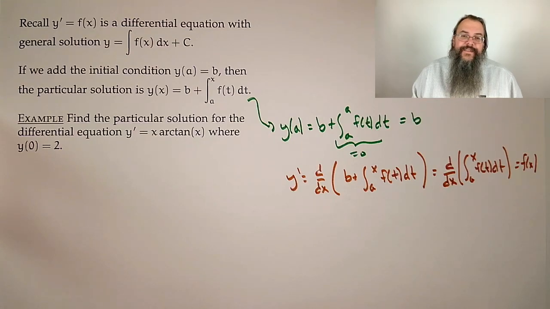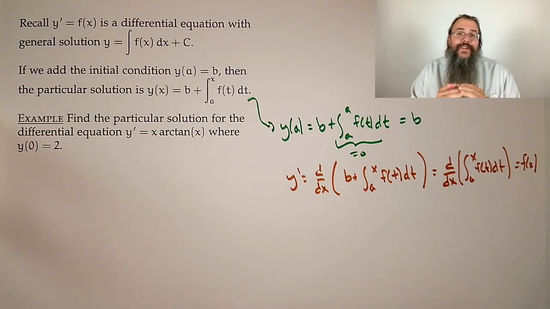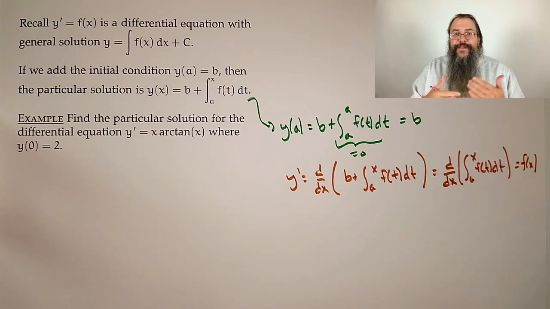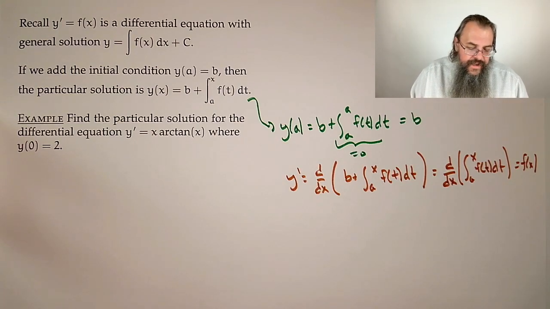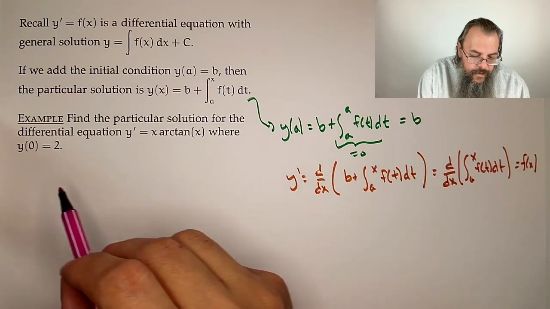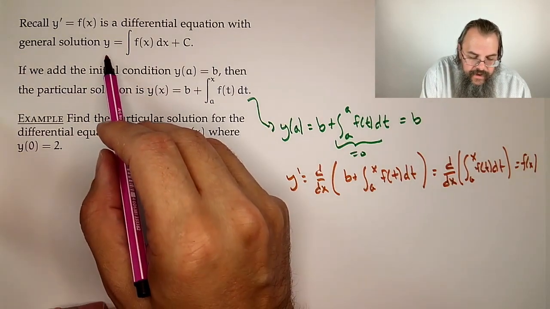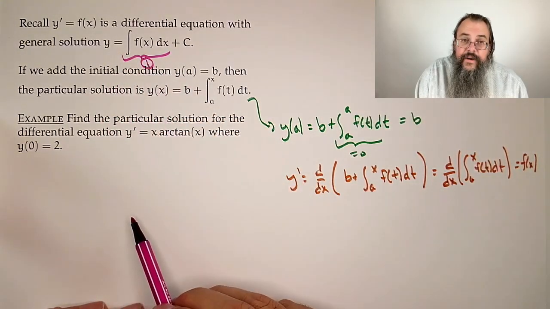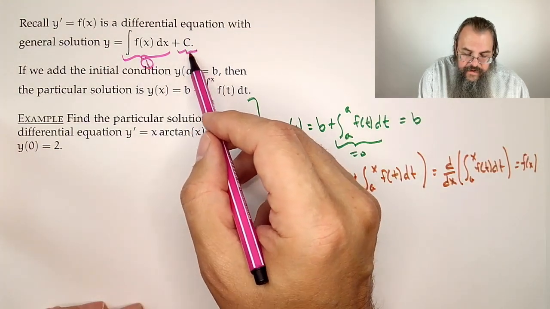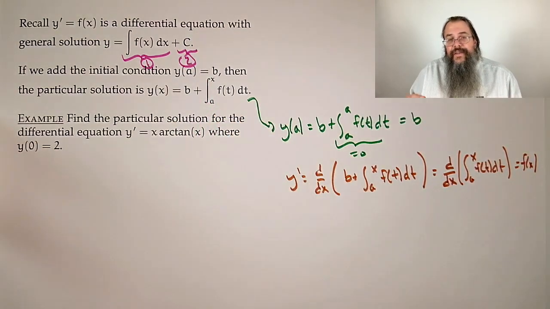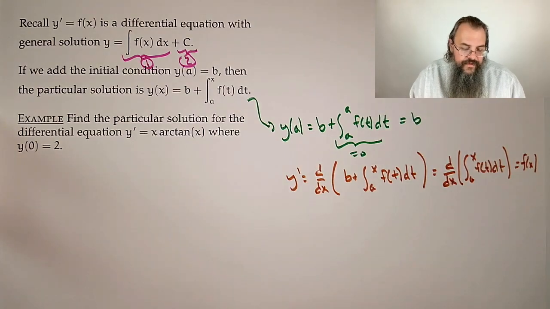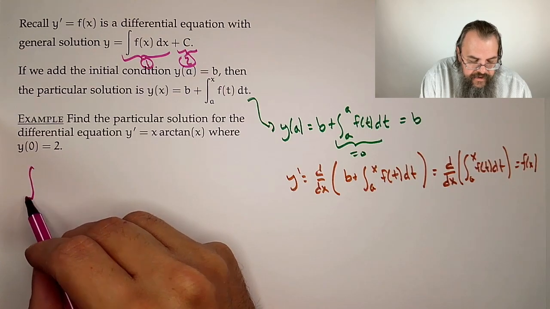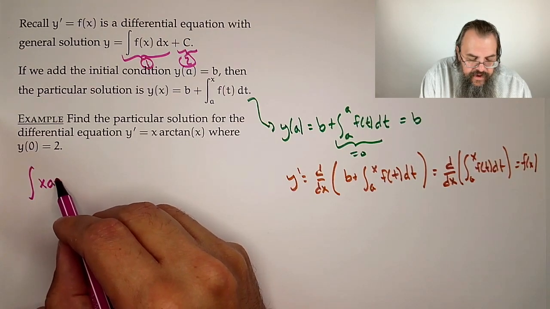So y prime equals x arctangent x, and our initial condition is that y of 0 equals 2. All right, so let's go through and work it and see what happens. What we really want is to first find our integral, and then second, we'll solve for c. That's usually how we approach these types of problems. Okay, great. So we want to integrate x times arctangent of x.